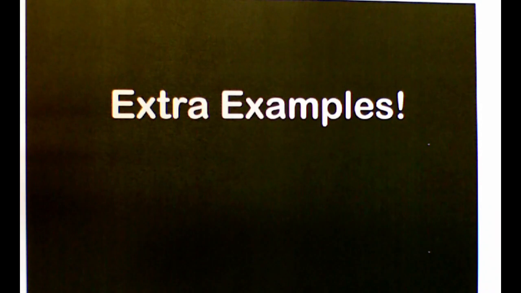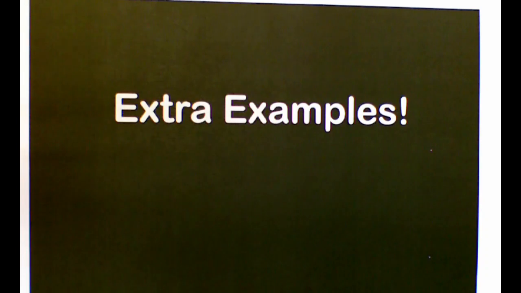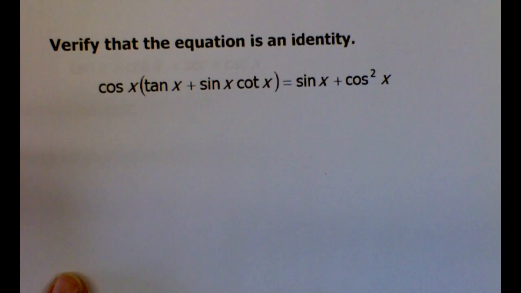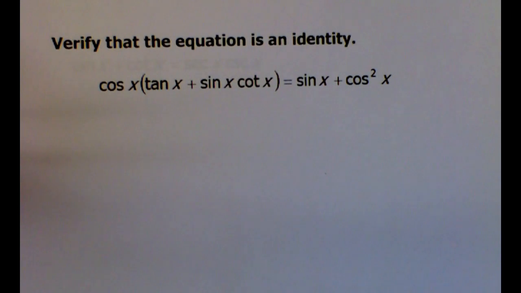All right, if the first part of 5.2 wasn't enough, I have some extra examples for you now. So we are going to verify that this is an identity. Again, we choose the more complicated side to work with. I think the left. I look at this, nothing really stands out to me, so I'm going to change everything into sines and cosines.